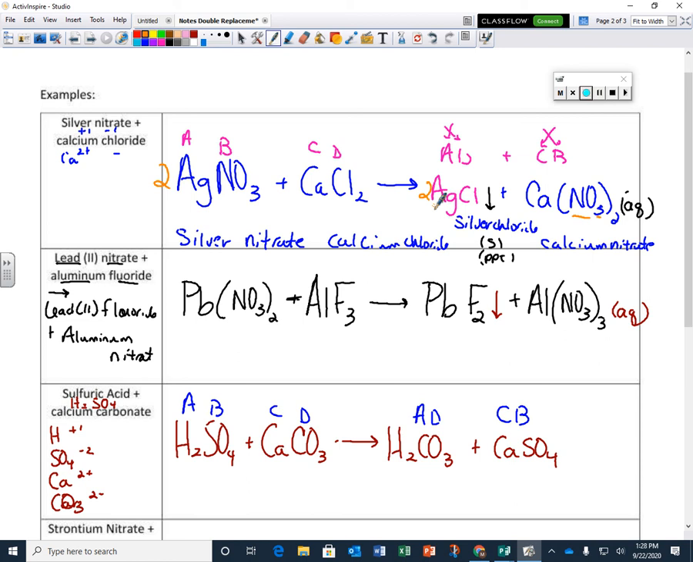And the second one, we have 2 nitrates in the reactants and 3 in the products. The common factor there is 6. So we'll put a coefficient of 3 in front of the lead 2 nitrate and a coefficient of 2 in front of the aluminum nitrate. And now we'll make 2 aluminums and 3 leads, and that should do it. Coefficients 3, 2, 3, 2.